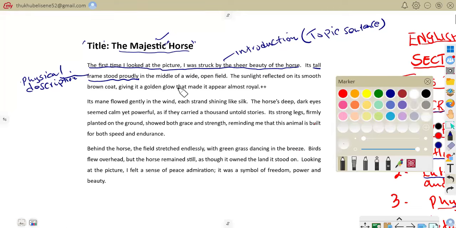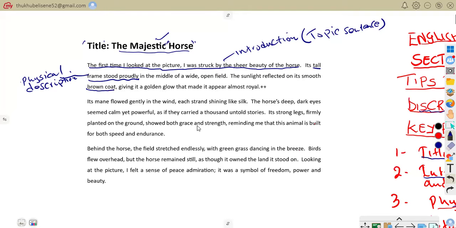So we have said the sunlight reflected on its smooth brown coat. It's a smooth brown coat. Also, it's a description. We are describing this horse. That is why we have said we are to talk about physical description.